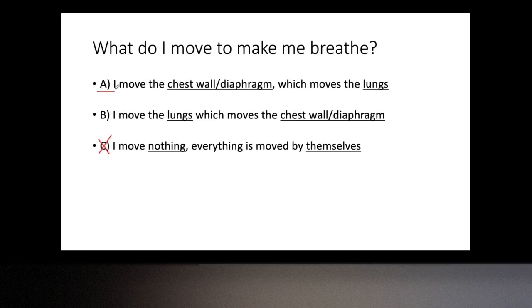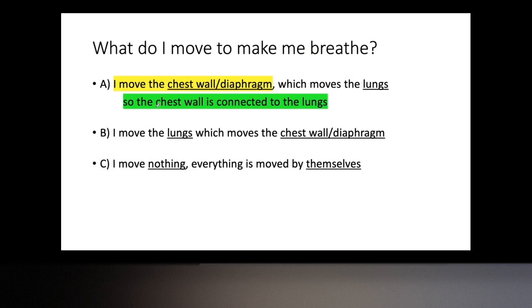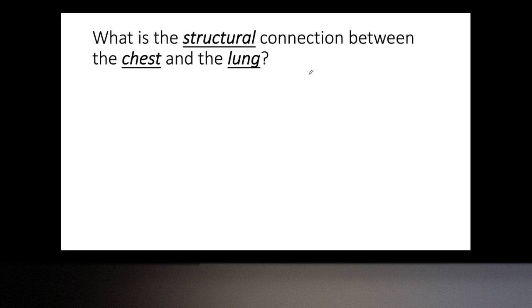So of course the answer will be A. So I'm moving the chest wall, the diaphragm, and then this in turn causes the lungs to move. So the next question is, the chest wall is connected to the lungs, right? What is the structural connection between the chest wall and the lung? Which structure connects the chest and the lung? Do you know of any structural connection between the chest and the lung?